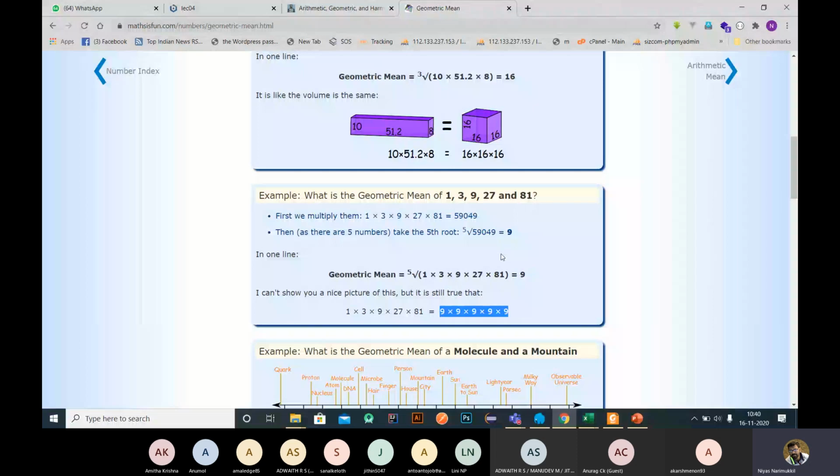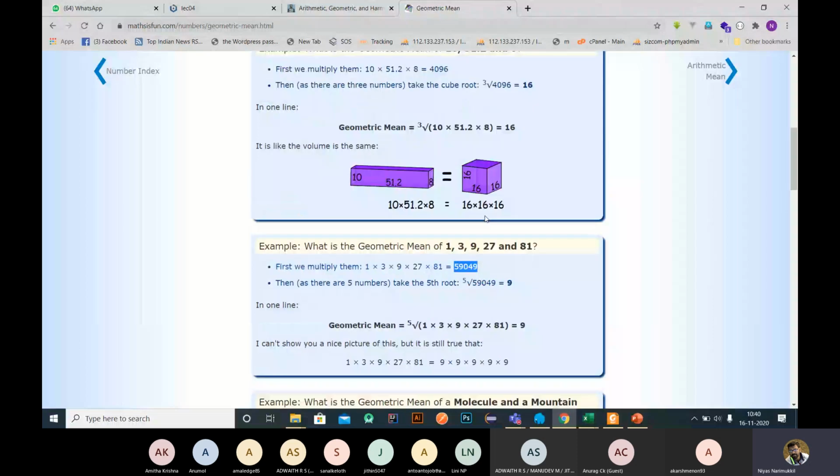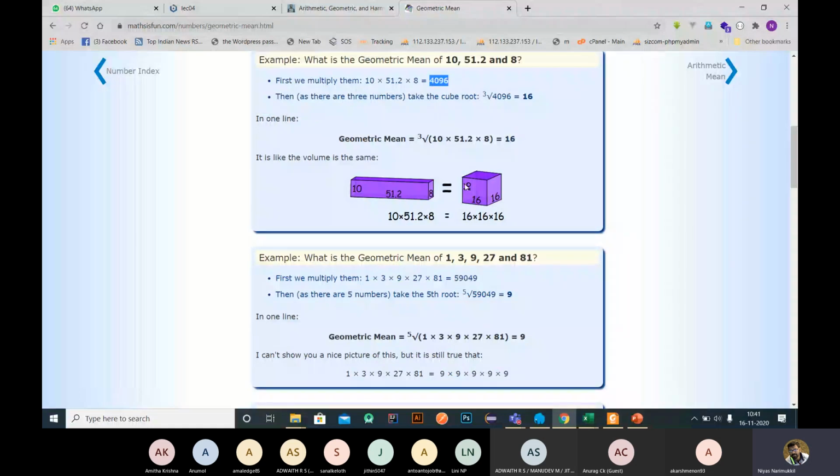So we are getting a geometric mean of 16 here, right? That means 16 into 16 into 16 is 4096. That is, we can create a box like this: 16 length, 16 width, and 16 height. So both are the same in the case of geometric mean.